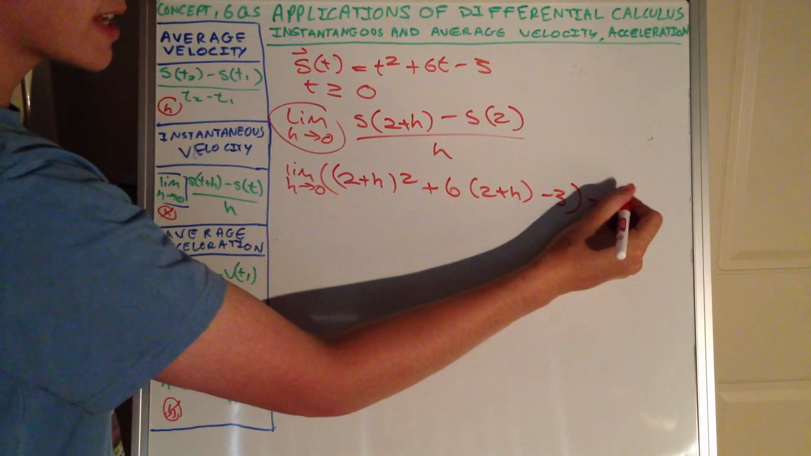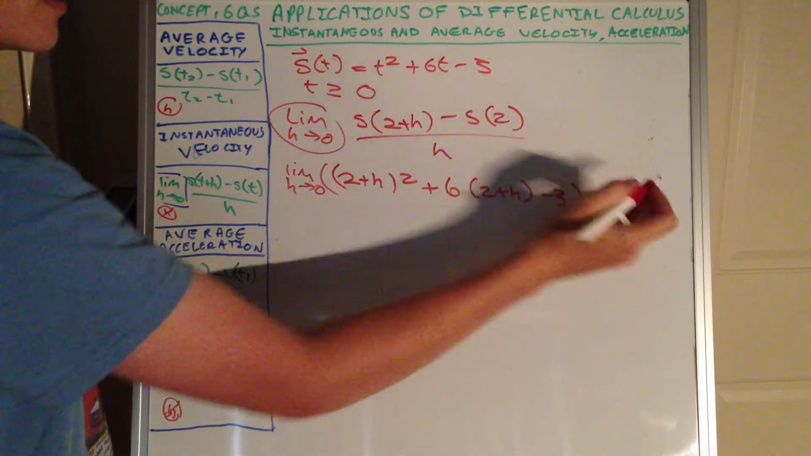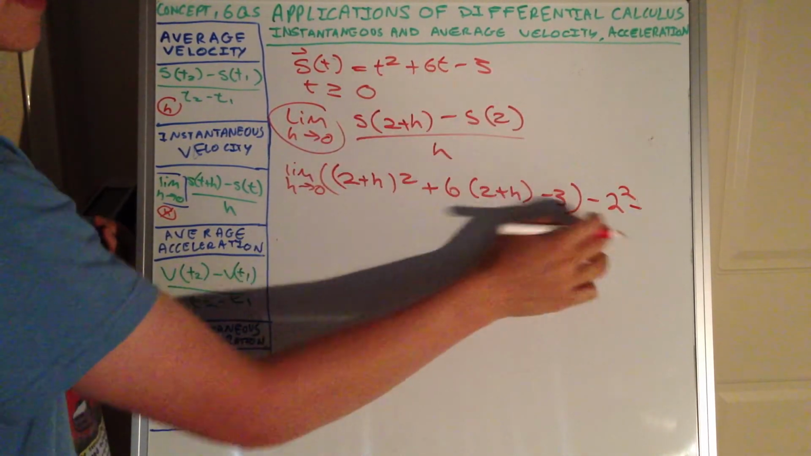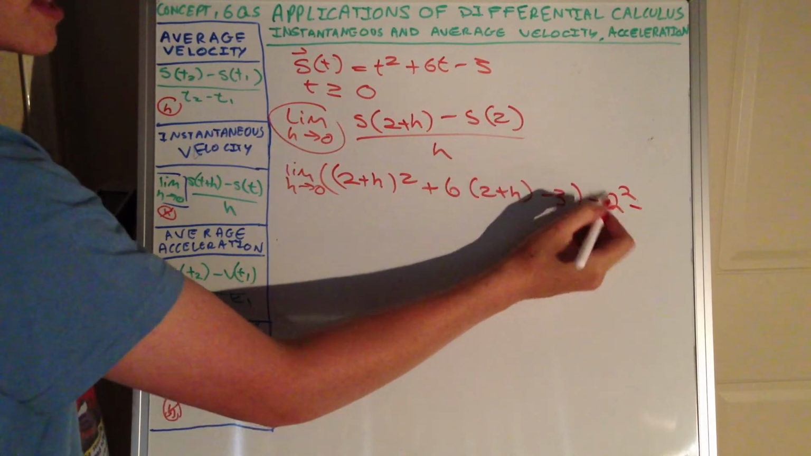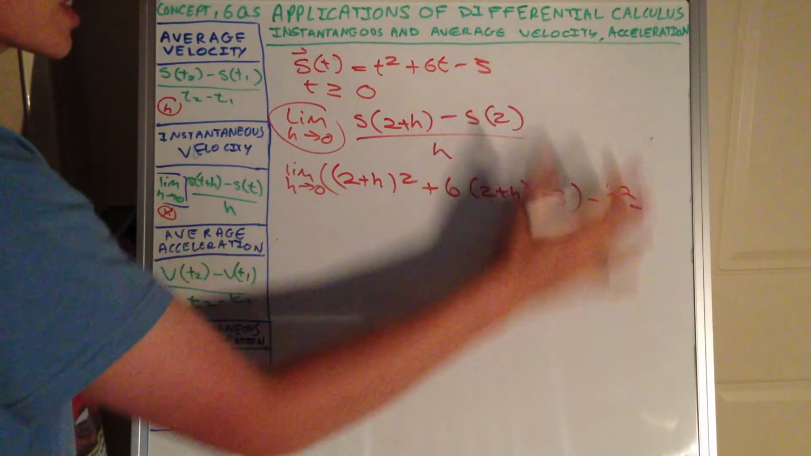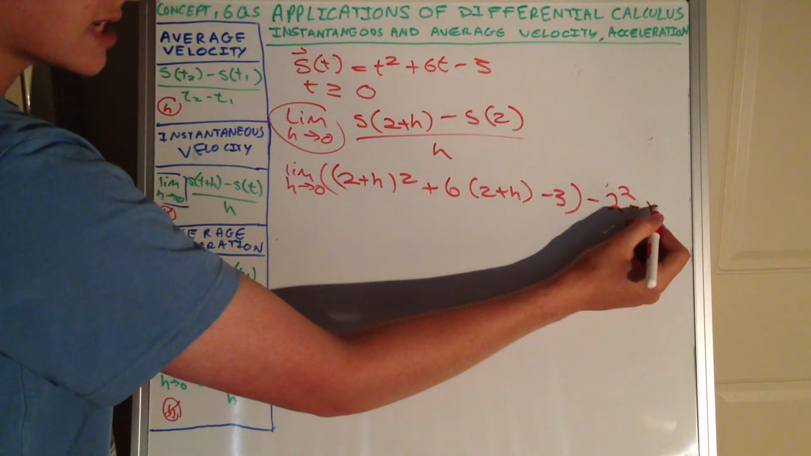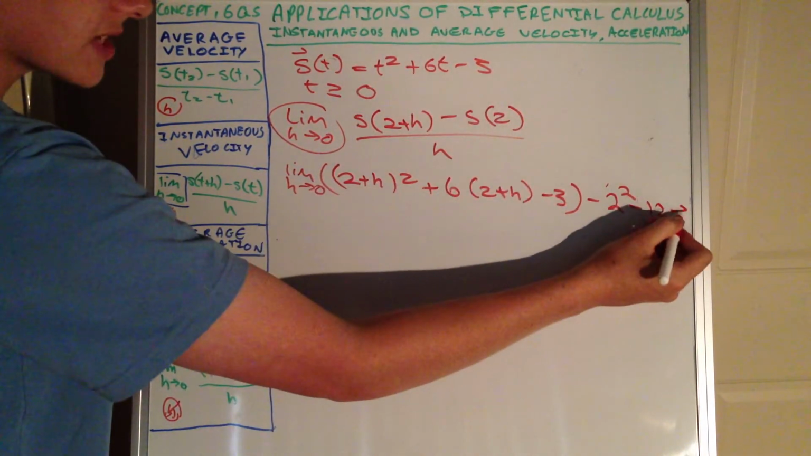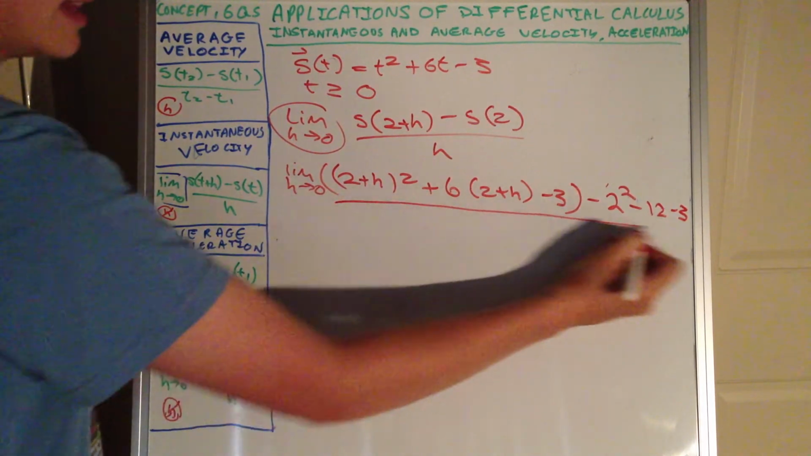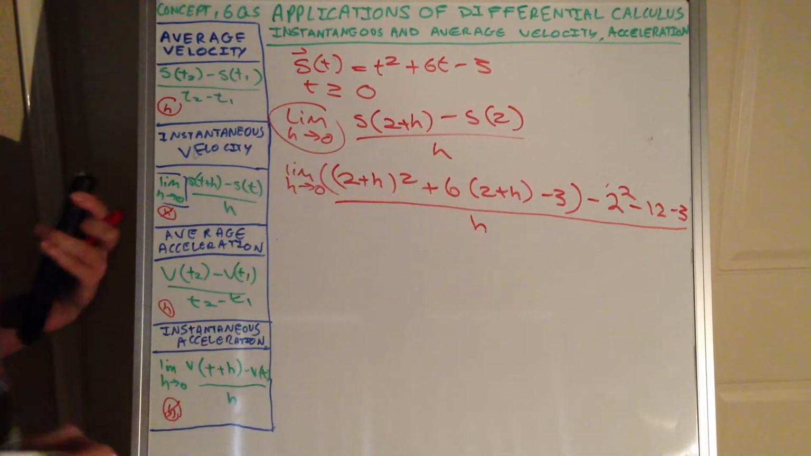so it's 2 squared, take 2 squared. Because that's a positive there, it's going to be negative here because there's a negative in the middle. I could put it in brackets, but I'm just going to leave it out, so it's going to be negative now. So that's going to be take 12, because 2 times 6 is 12, take 3. And then that's all over h.